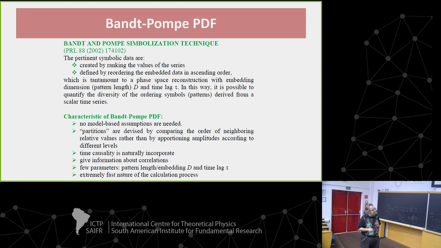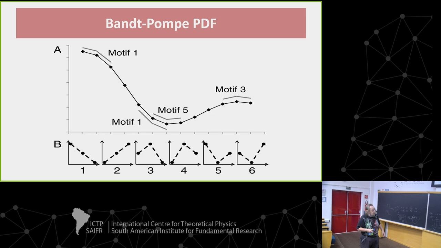This is a summary of the Bandt and Pompe methodology that I explained. This is an example. In the case of the pattern length that we choose, in this case it is 6, we have six different patterns, and this is an example. This is the pattern all left, and this is how it appears in the time series.